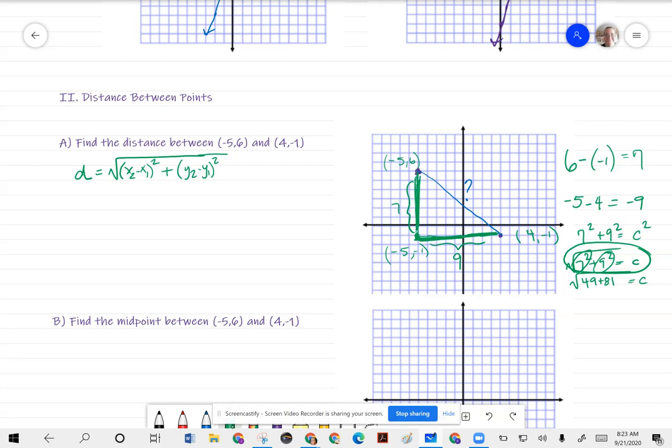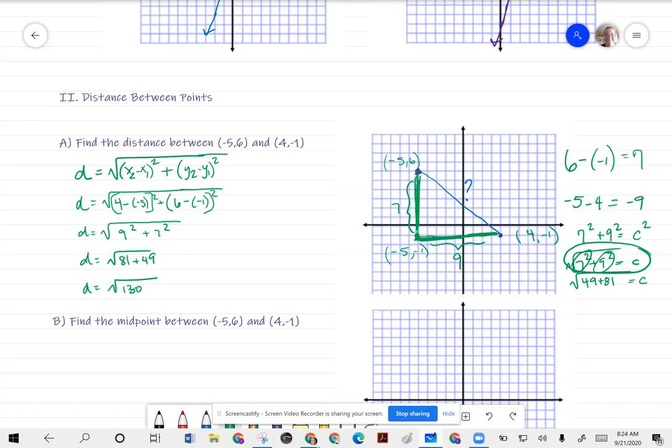So now let's actually go ahead and utilize the distance formula in that process. So we could do 4 minus -5 squared plus 6 minus -1 squared. So that's going to give me 9 squared plus 7 squared. So we're going to have 81 plus 49. And then what is that, 130?